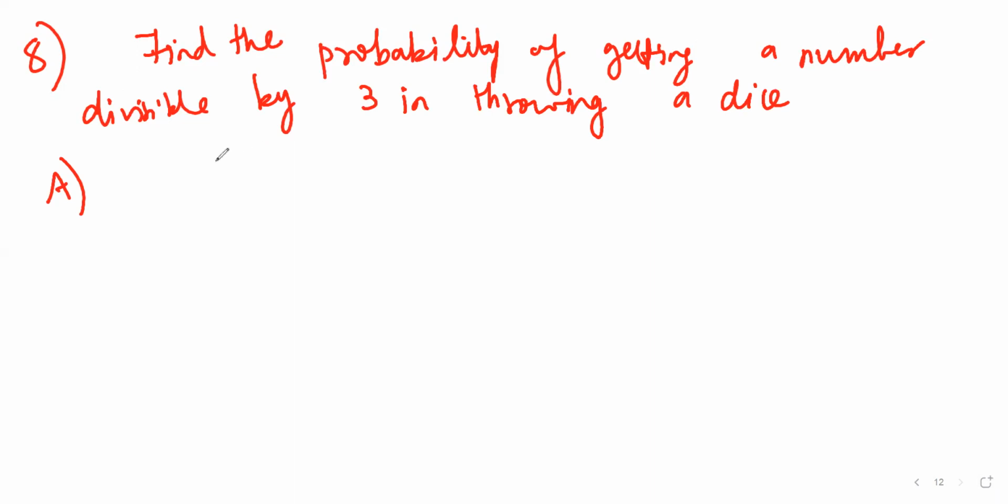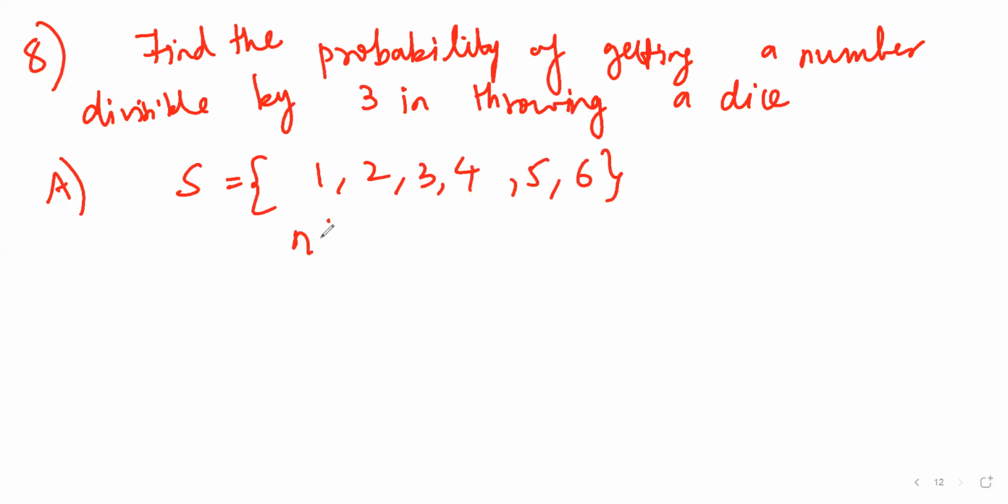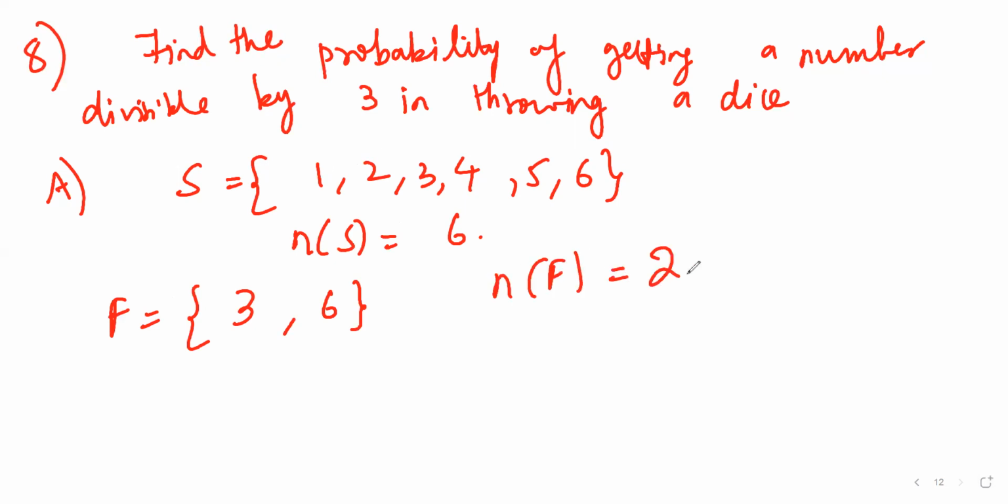See, when you throw a dice, what are the possibilities? The sample space you have is 1, 2, 3, 4, 5, and 6. So the n of s will be 6, isn't it? Now, find the probability of getting a number divisible by 3. Which numbers are divisible by 3? 3 is divisible by 3, so that is a favorable event. Then 6 is also divisible by 3, isn't it? So n of favorable will be 2.